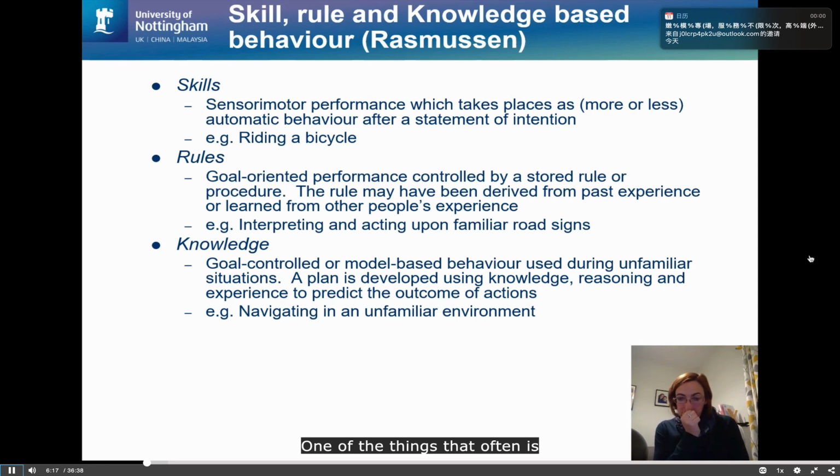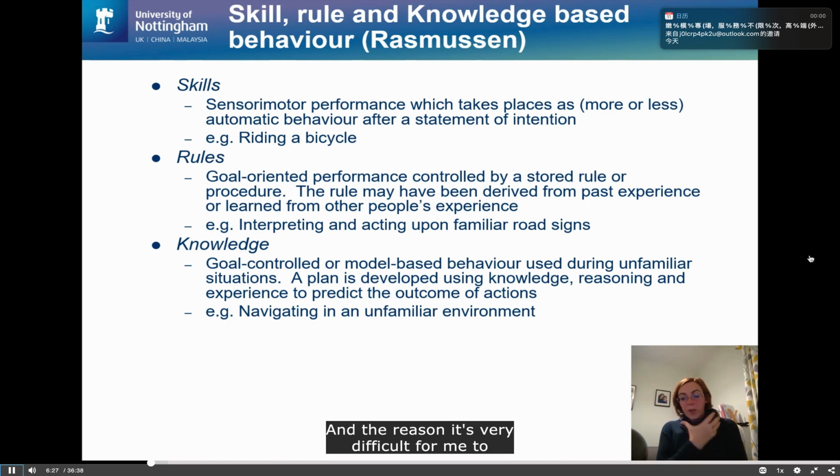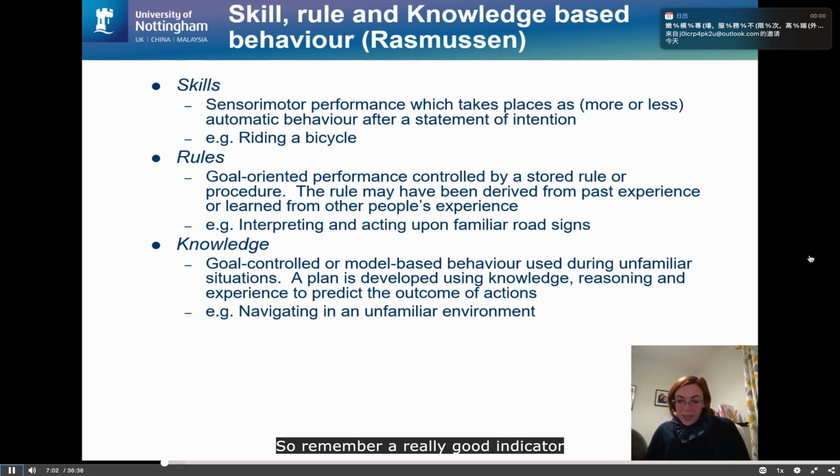One of the things that often is a good indicator that a behaviour is skill-based is if it's really difficult to explain to someone else how to do it. And the reason it's very difficult for me to explain how to ride a bicycle to my children is because I haven't consciously attended to how to ride a bicycle for 40 years or so. And so it's been automatic behaviour for all of that time since I learned to ride a bicycle, and I'm therefore really, really unable to articulate or describe what I'm doing when I'm riding a bicycle. And we do see these tasks in other aspects of our life as well. So remember, a really good indicator of whether a behaviour is skill-based is if it's really, really difficult to explain.